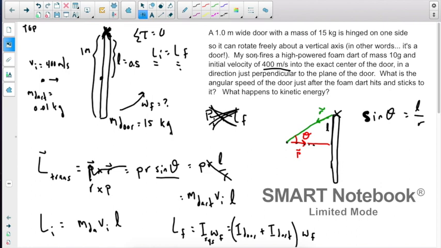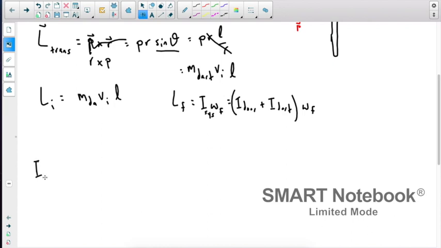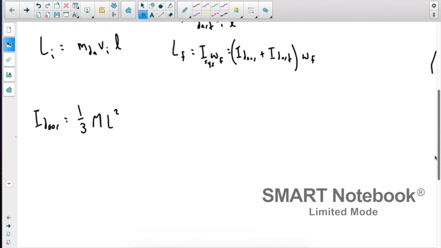So I don't want to take the time to prove this, but the rotational inertia of a rod about one end, so the I of the door, is 1/3 m L squared, where L is the length of the rod. This is the rotational inertia of a rod about an end. You can prove that by finding it about the center and then doing the parallel axis theorem. Why don't we just remind ourselves of that real quick, actually?